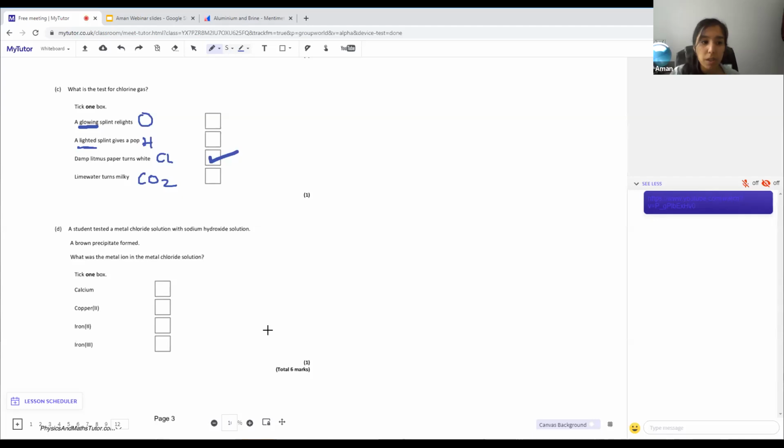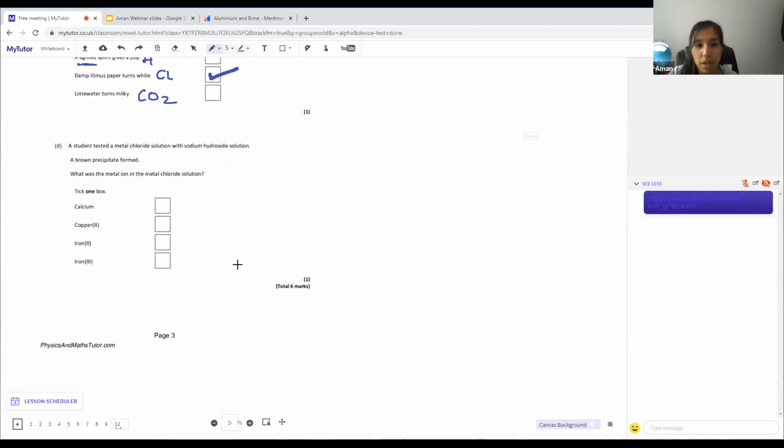Good. Okay, this question we haven't covered today. We will be looking at it next week, but if anyone wants to have a go, they can do. Does anyone know which metal is in the metal chloride solution?